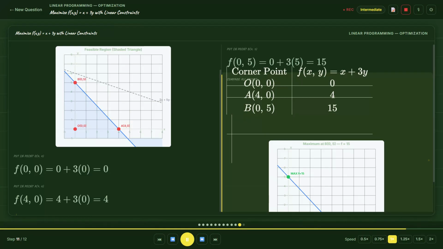Let's put it all in a little table: 0, 4 and 15. We can clearly see that 15 is the biggest of all three. The winner is the point 0, 5.